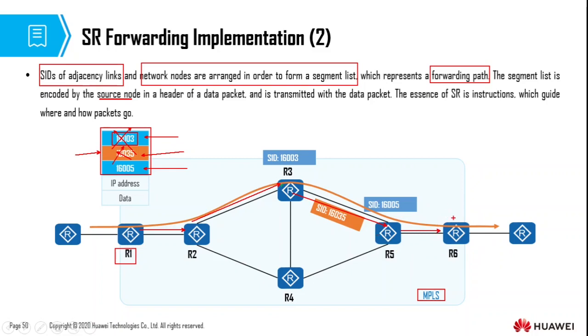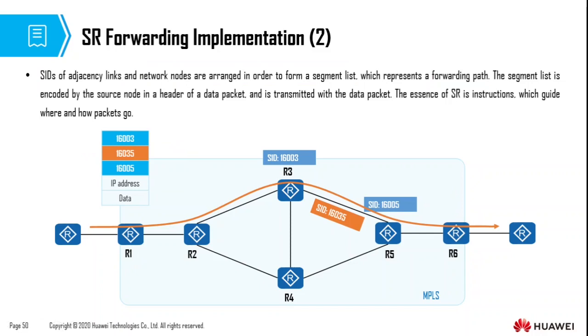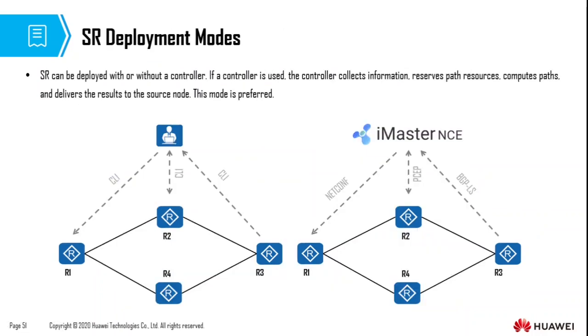So by the time R6 is receiving it, it does not have the segment list. So R6 now is going to forward using the IP address header and send it out of the SR domain using IP. So really that is how SR works. Please watch my video on that.